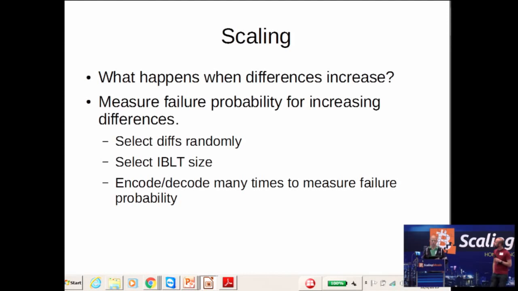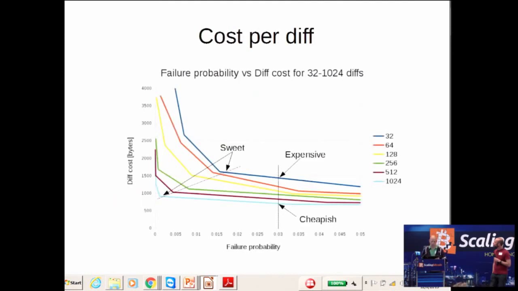So now we want to see what happens when the number of differences grow. To do that, we will select a number of differences randomly from the blockchain, and we will also select an IBLT size, and then we will encode and decode those transactions and see if it fails or succeeds. And then we repeat this a ridiculous amount of times to measure failure probability. This is one way of visualizing the result.